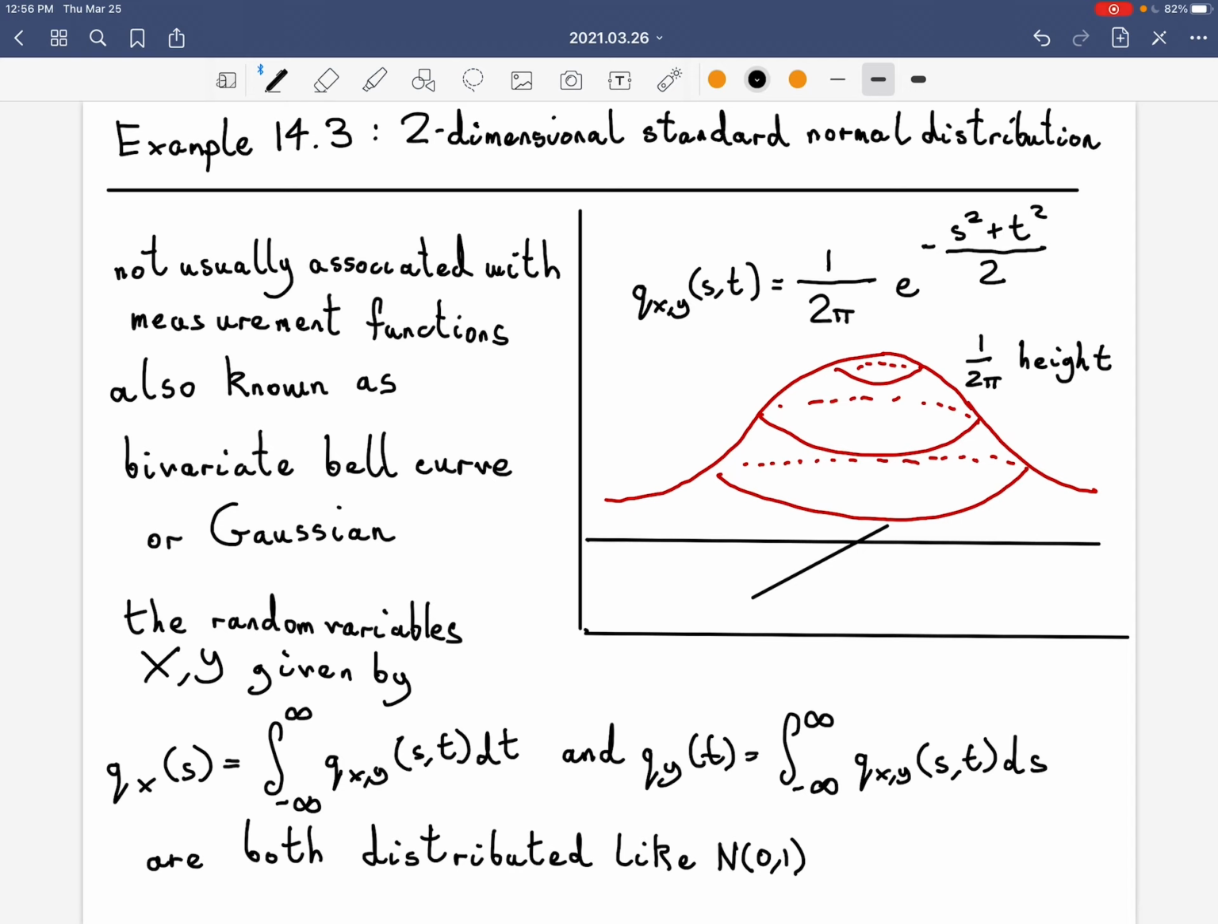So one copy is q sub x given by integrating over the t-axis, and the other copy is q sub y given by integrating over the s-axis. And the point is I can figure out the probability that my pair of numbers satisfies a pair of upper and lower bounds by integrating this 2-dimensional standard normal over a rectangle.